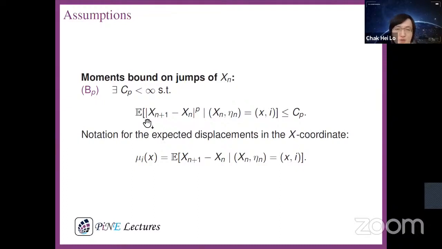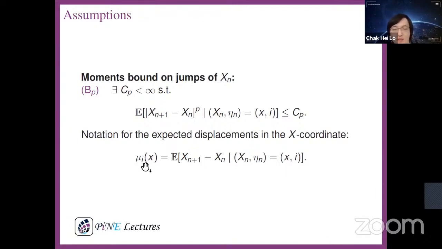This is essentially the jump for each step. If you take it to the power p and take the expectation given a starting point, then this is less than a constant c depending on p. Most of the time in this presentation, we will only need p equals one. So we only need the expectation of the first moment, or the expected drift, to be finite, less than a constant. We denote this first moment, which we call the drift or expected displacement, to be mu i x.